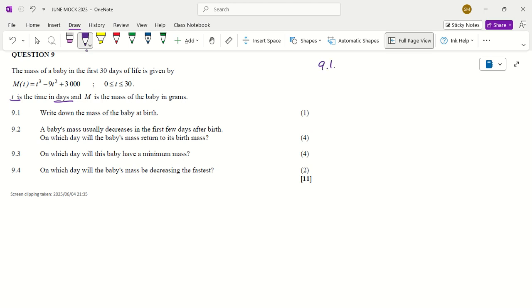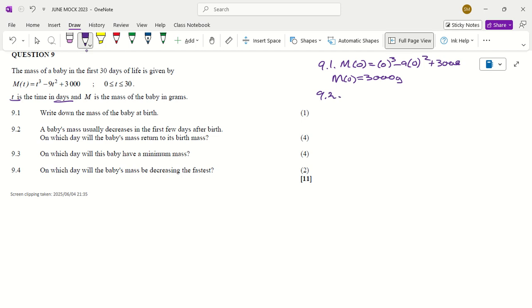And for 9.1, we need to write down the mass of the baby at birth. And we know that at birth, the baby has 0 days. So this is m at 0 is equal to 0 to the exponent 3 minus 9 times 0 to the exponent 2 plus 3,000. Then now we can see that the mass of the baby at 0 is equal to 3,000. And this is 3,000 grams. Fine.